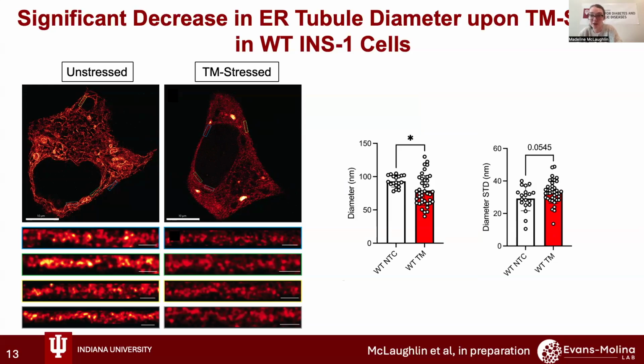decrease in tubule diameter. Further, there was an increase in the diameter variation along the length of the ER tubules when under stress. While this has been noted qualitatively in electron microscopy images, it has never been quantitated before, further highlighting the structural changes induced by ER stress.